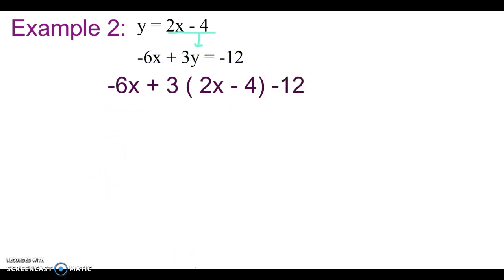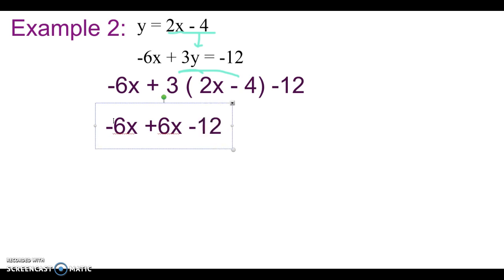The next step is to distribute. So we are going to distribute the positive 3 to both terms inside our parentheses, and we're going to bring down those other terms that we have left over. So negative 6x plus 3 times 2x gives us 6x. 3 times negative 4 will give us a negative 12. And that is equal to negative 12.